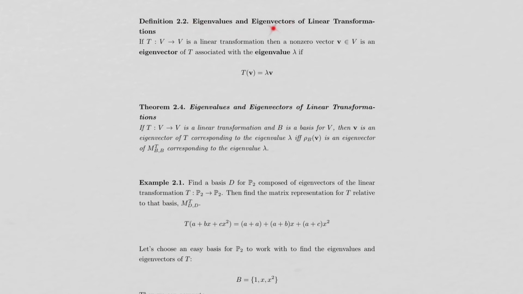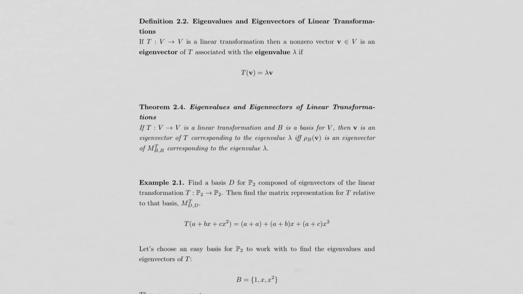Recall from the eigenvalues and eigenvectors notes and corresponding video, every square matrix has eigenvalues and corresponding eigenvectors. Now that we've seen that there's a matrix associated with every linear transformation, it shouldn't be a big surprise to see that we're going to talk about eigenvalues and eigenvectors of linear transformations themselves. We'll say if T maps from V to V, it's a linear transformation, then a non-zero vector v in V is an eigenvector of T associated with the eigenvalue lambda if this equation is satisfied.